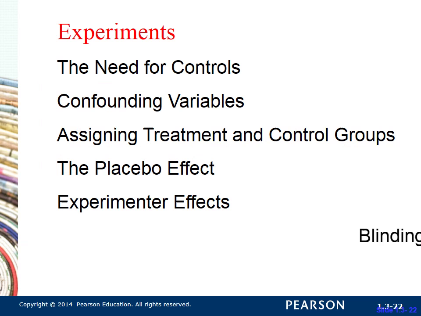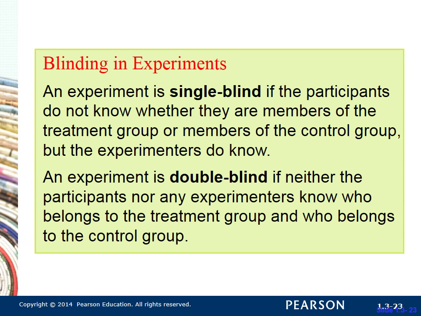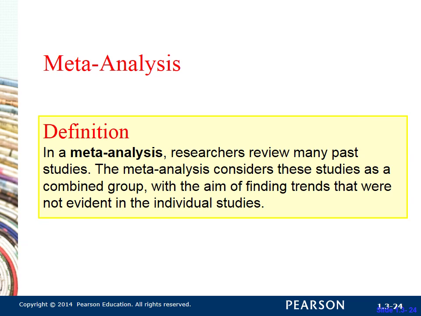One of the ways we can deal with that is through blinding. So blinding in experiments, you have a single blind if the participants don't know whether they're members of the treatment or the control group, but the experimenters do. In a double blind, neither the people in the group, the participants, nor the experimenters know who is who. So if possible, a double blind is the best way because then you don't have any possibility of that experimenter effect.